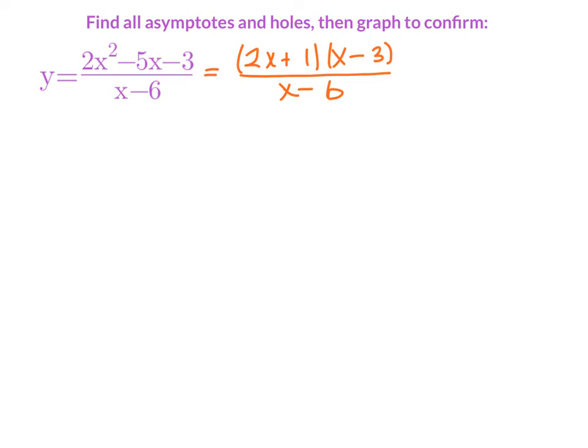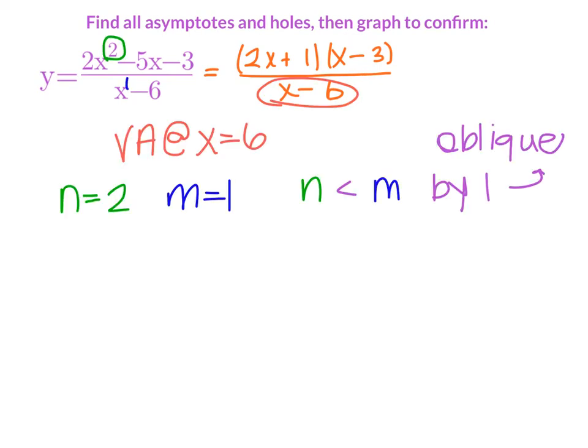So let's find our asymptotes. We've got one vertical asymptote at x is equal to 6, and now I move on to my horizontal. I got 2 over 1, so that means that n is greater than m by 1, so I have an oblique asymptote. That means I actually need to divide this top function by this bottom function. In this instance, I'm going to do it with long division of polynomials. So let's check out how to do that.